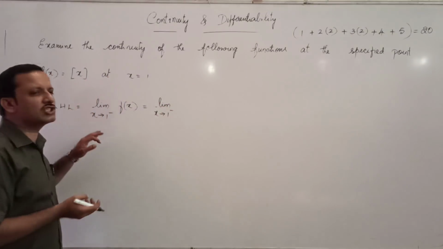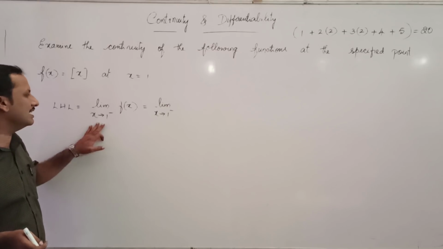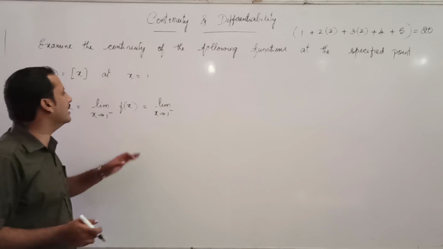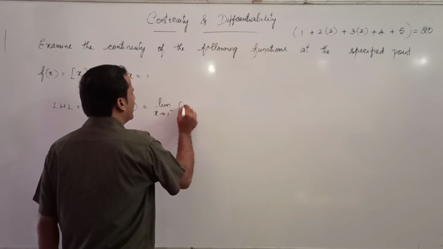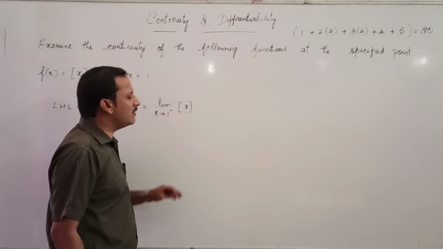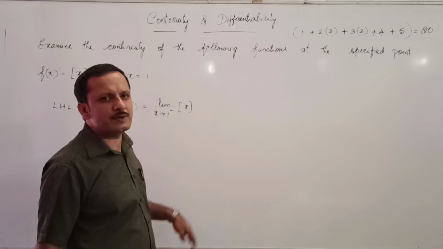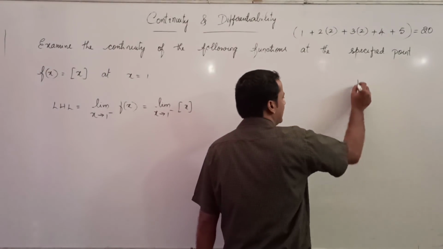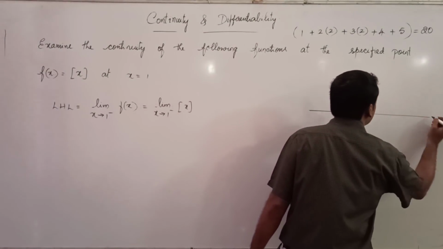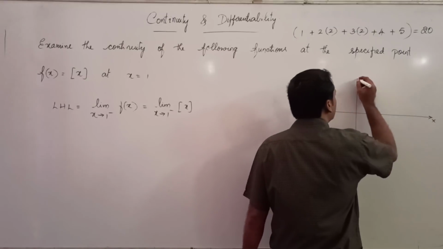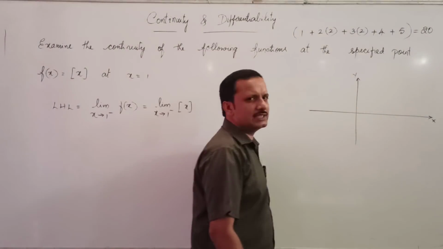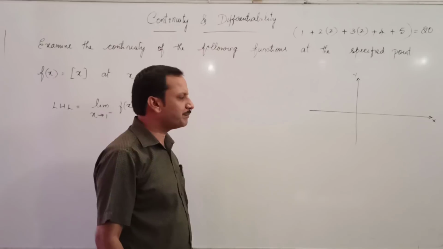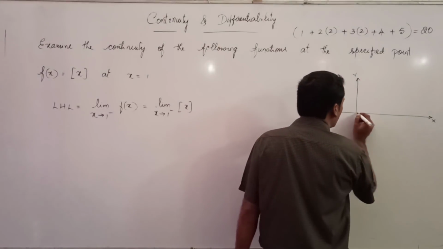When I write x tends to 1 minus, its meaning is that x is approaching 1 from the left side. When x approaches 1 from the left side, what happens to step x? For that, let us just have a look at the graph of step x. Step x, or the greatest integer function. This is a very well-known function.